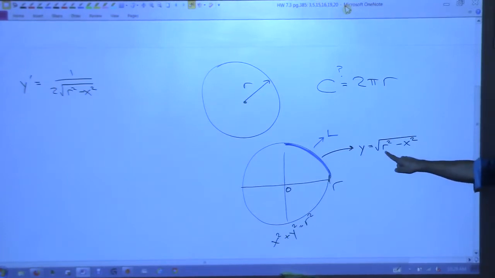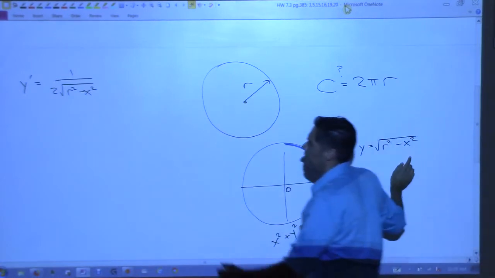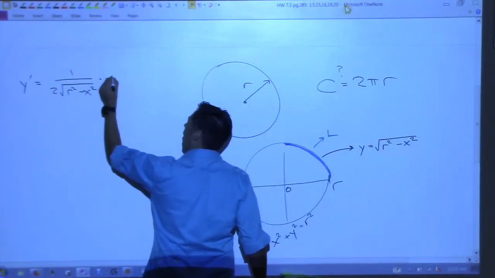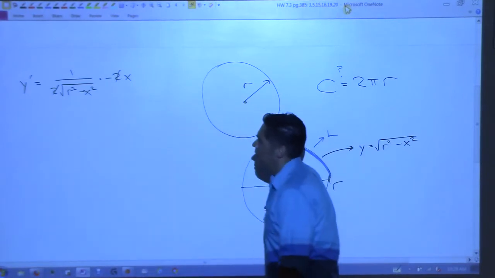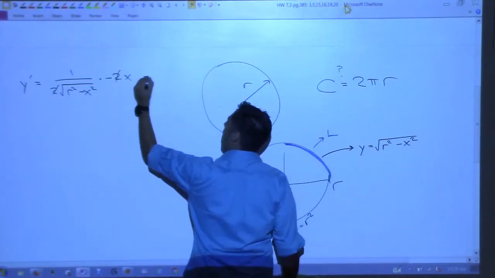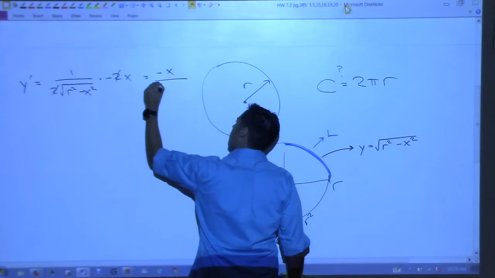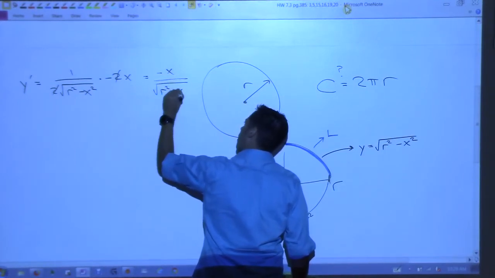What's the derivative of r squared? It's a constant, right? So the derivative of that is 0. Derivative of that? Negative 2x. So times negative 2x, the 2's cancel, and you just get negative x over square root of r squared minus x squared.